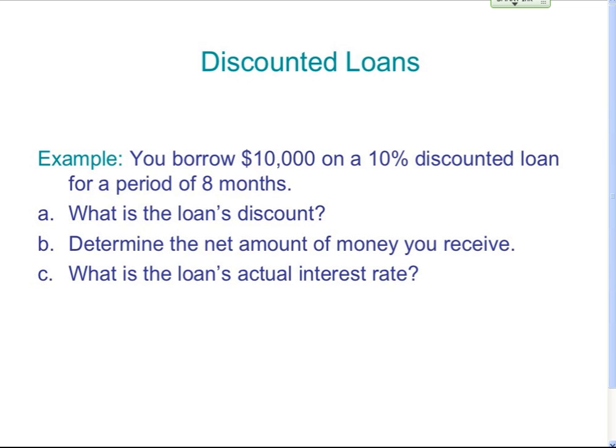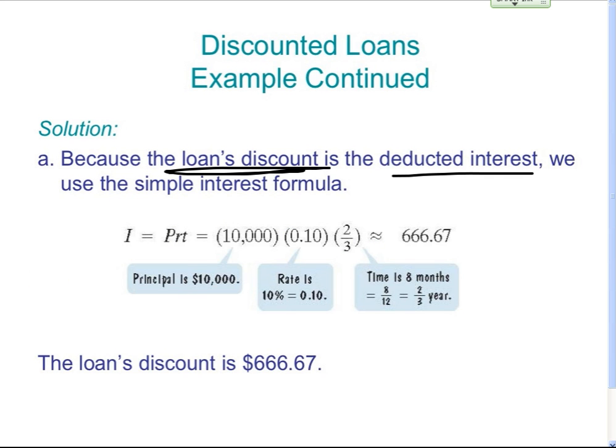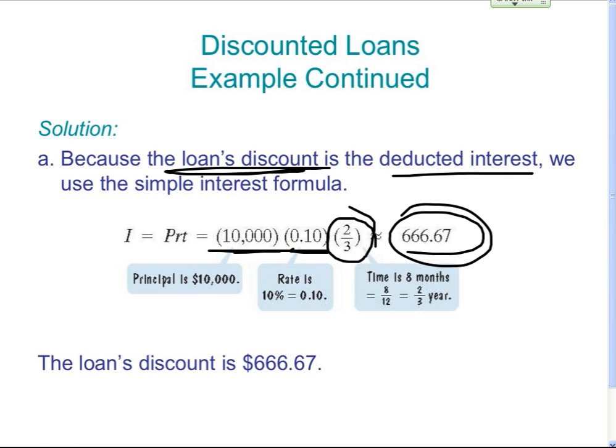So to figure out the discount, that's principal times rate times time. So it's $10,000. The interest rate is 10%, and the time is 2/3 of a year. Remember, it's 8 months. 8 months out of 12 is 2/3. So we multiply that, and that gives us our interest of $666.67.